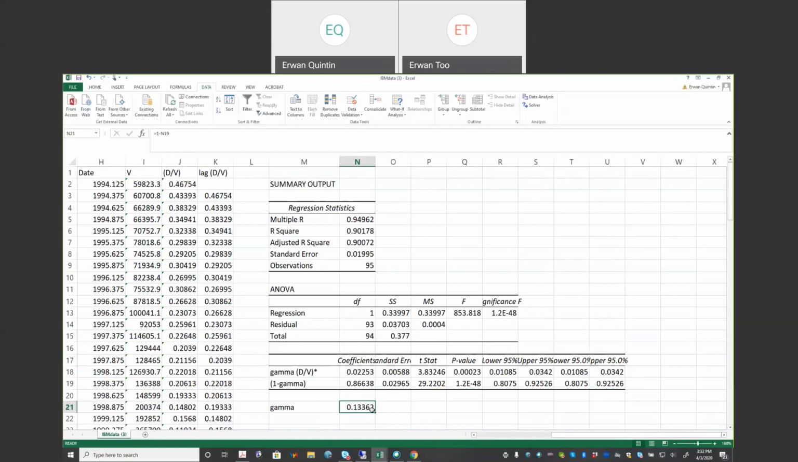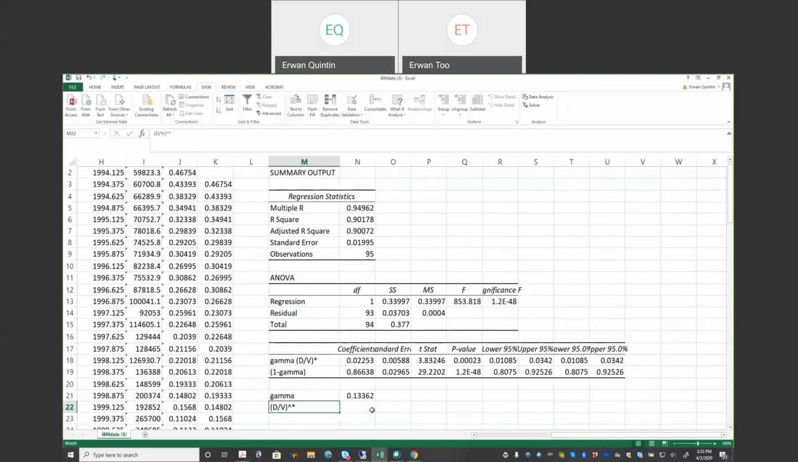In other words, I have incredible statistical evidence that IBM has a tendency to return towards a target, which invites the question, what is that target? So what I need is D over V star. But luckily, my constant here is an estimate of gamma times D over V star. And now I have an estimate of gamma.